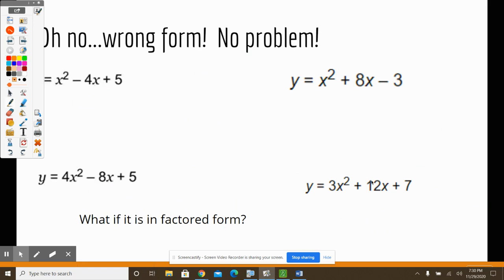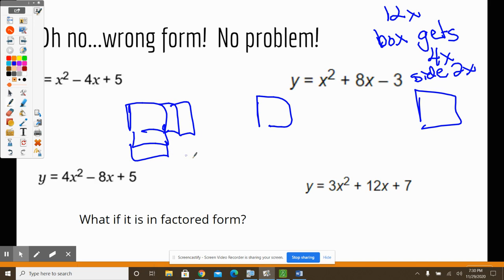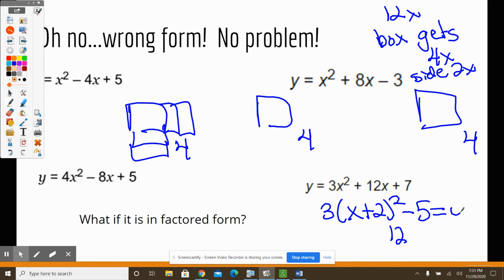Okay, let's try this last one here. This time there's 3 boxes. I have 12 x's for everybody. So each box gets 12 divided by 3, which is 4x, and each side will get 2 x's. So this is closest to 3 boxes of size (x + 2) squared. And if that's the case, there'll be 4 here, and 4 here, which is 12. I don't have 12 though, I have 7, so I'm going to have to take away 5. And this is vertex form, and this is standard form.